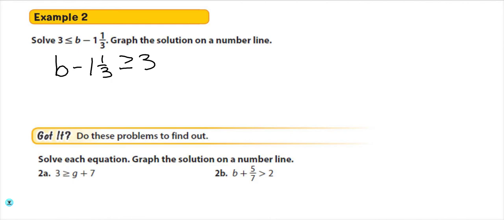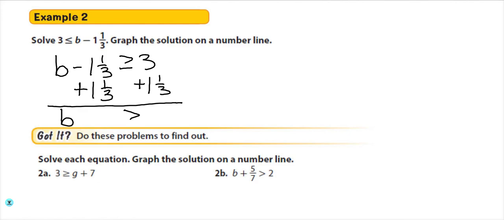Okay, from here then we're going to solve it like we normally do. So we're going to add 1 1/3. All right, that's going to give us b is greater than or equal to 3 plus 1 1/3, so that would be 4 1/3.